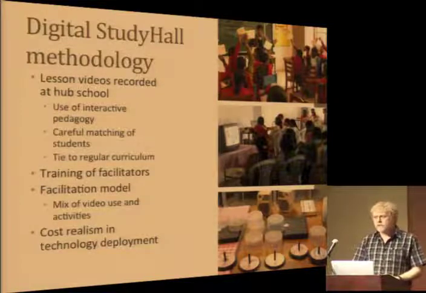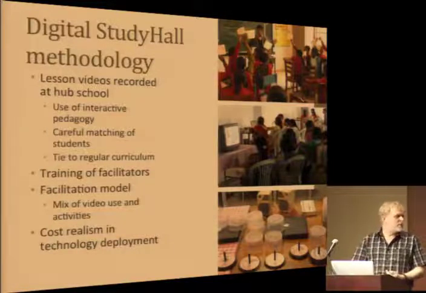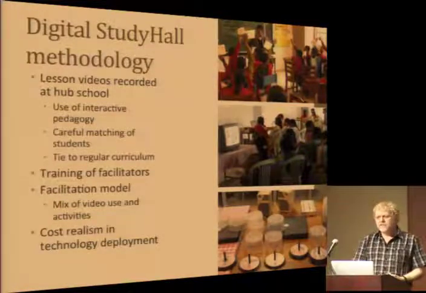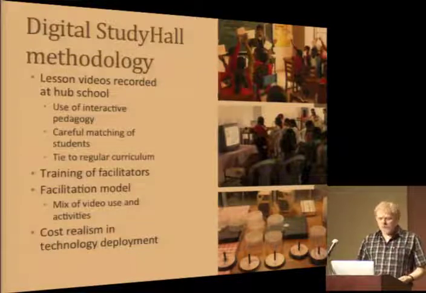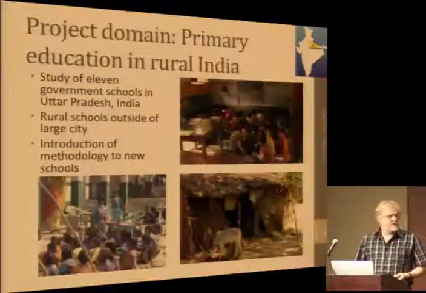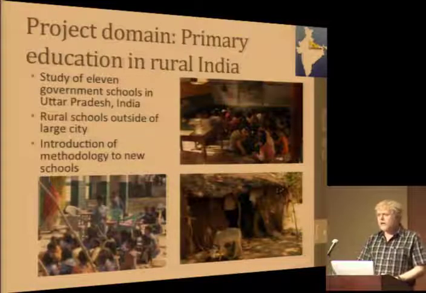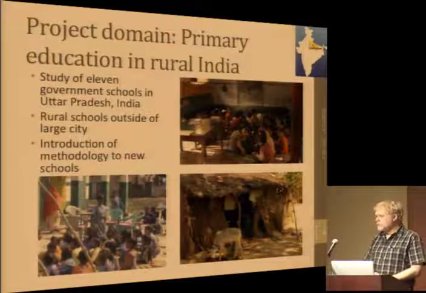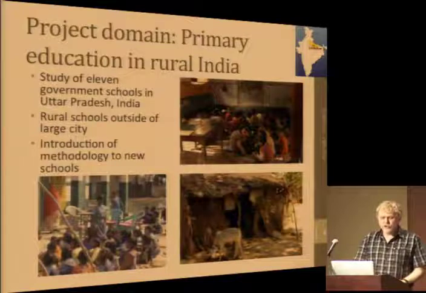There's a real focus on what we call cost realism. So in the classroom, it's a television set and a DVD player aiming at a cost of about $300 per classroom to run the system. The target is rural India, that we're working in the government schools, which are the lowest tier of instruction.